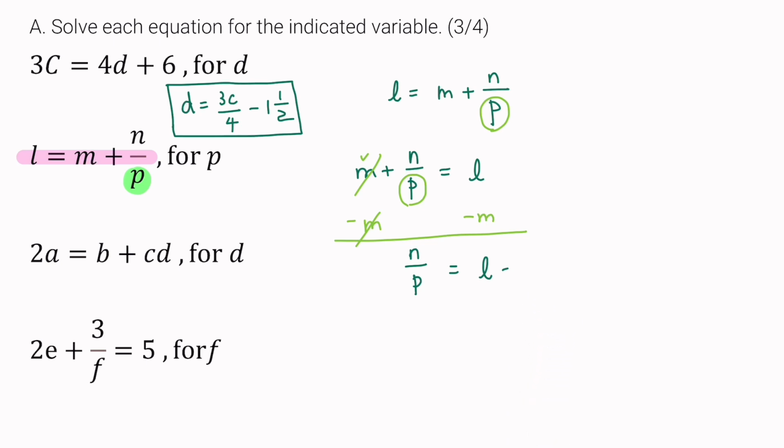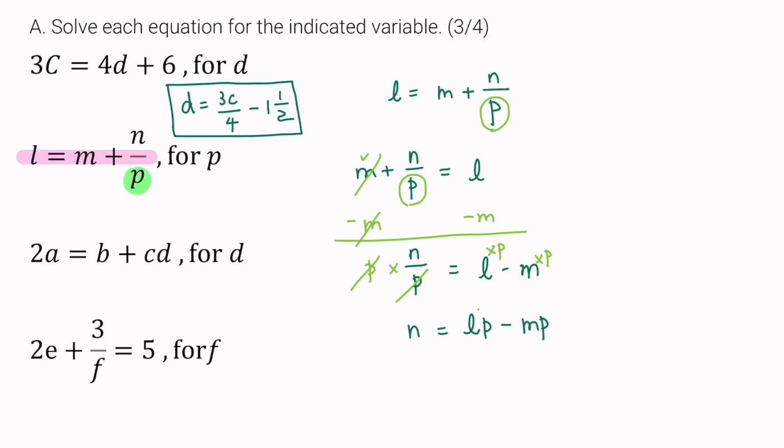Now, what I am going to do is get rid of that p because I do not want to see that in the denominator section. As long as you have a variable in the denominator, it's not going to do any good. So I am going to multiply p to every variable that's present so that I can get rid of that variable from the denominator place and say n is equal to Lp minus mp.